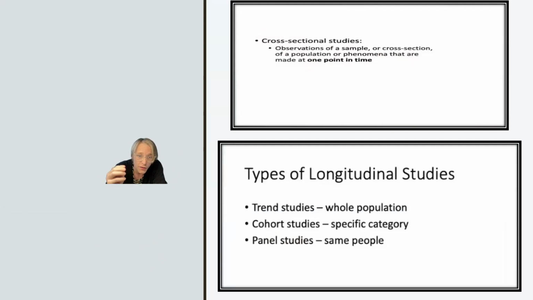So cross-sectional studies are those where you take observations of a sample or a cross-section of a population or a social phenomenon that are made at one point in time. As a former director of a market research company, cross-sectional data was quintessential to our deliverable goods to many nonprofit organizations doing survey research on their member database at one point in time.